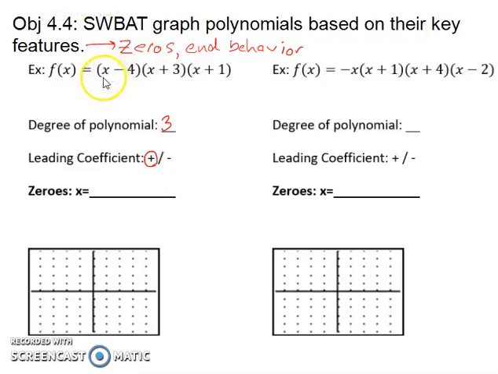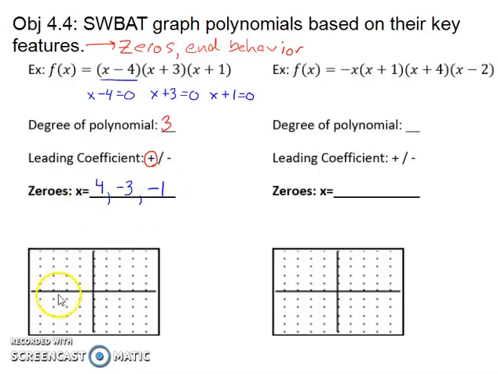The zeros come from the zero product property. Now you can probably just eyeball this, but if you remember, the zero product property says that every individual factor could equal 0. So x minus 4 could equal 0, x plus 3 could equal 0, and x plus 1 could equal 0. When you solve each of these equations, you get that the zeros equal positive 4, negative 3, and negative 1. If you want to know if you can do that in your head, the answer is yes.